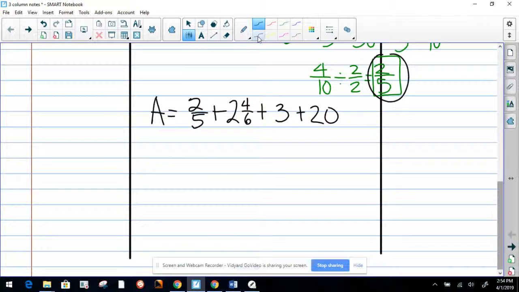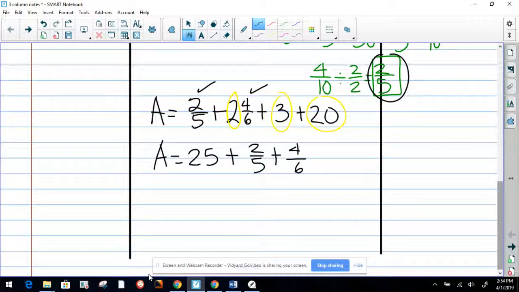Now, we always add up common numbers, like these whole numbers, 2 plus 3 plus 20. So you know that that's going to equal 25. But then you still have to add 2/5 plus 4/6, which are these two fractions. Now, notice that we have to find a common denominator. So let's go through the whole thing of doing this.